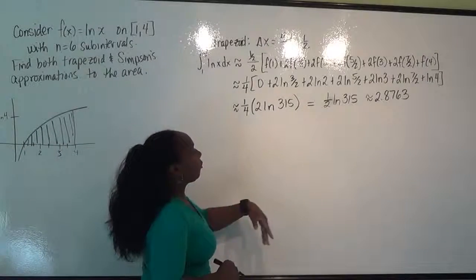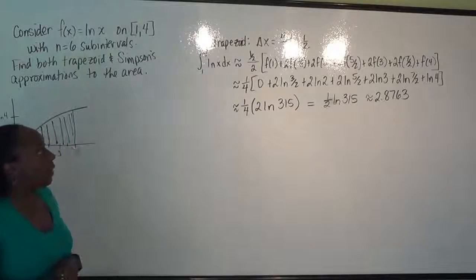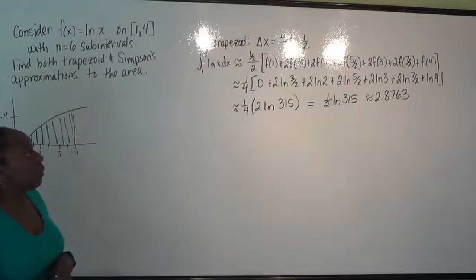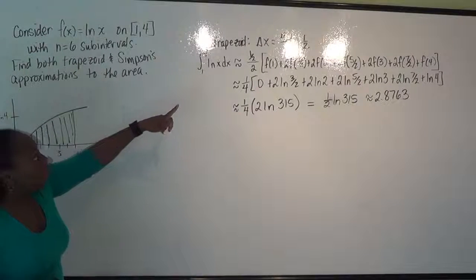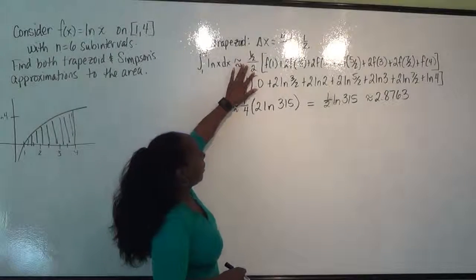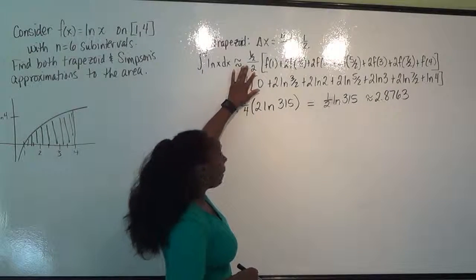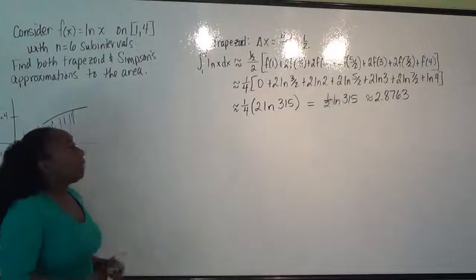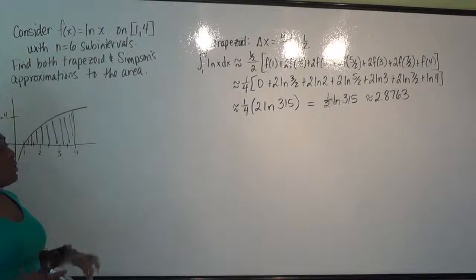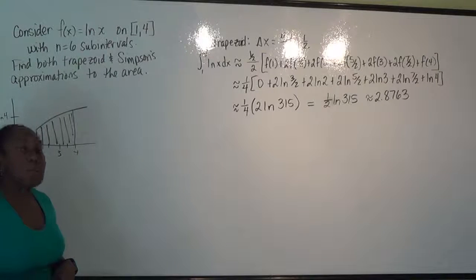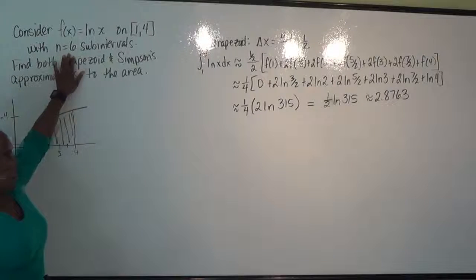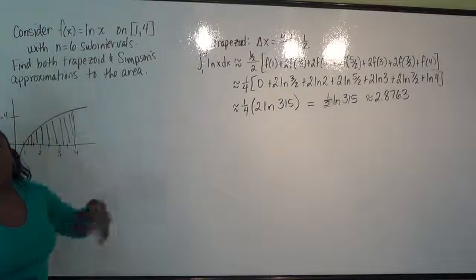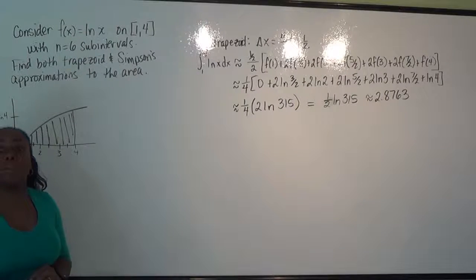Okay? So for our Simpson's rule, we're going to do the same thing, except again now we're going to use the parabolic segments. So we're going to change the denominator of our coefficient to a 3, and again we'll alternate 2's and 4's in there. Again, remember for your Simpson's rule, you need to have an even number of subintervals. So if, for example, this was n equals 5, that's just telling me I cannot use Simpson's rule.